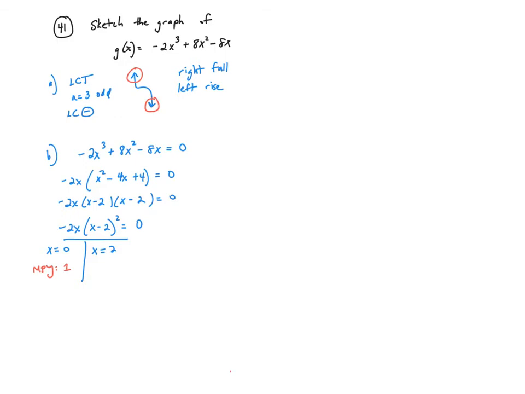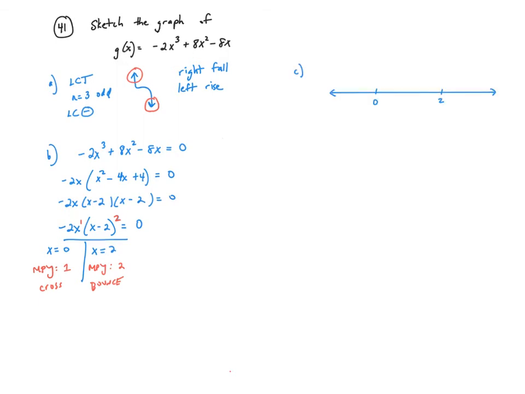X equals 0 occurs with a multiplicity of 1. That's because this exponent up here is 1. That means that the graph will cross the x-axis when x equals 0. X equals 2 occurs with a multiplicity of 2 because of this exponent. So that means that the graph will bounce off the x-axis when x equals 2.